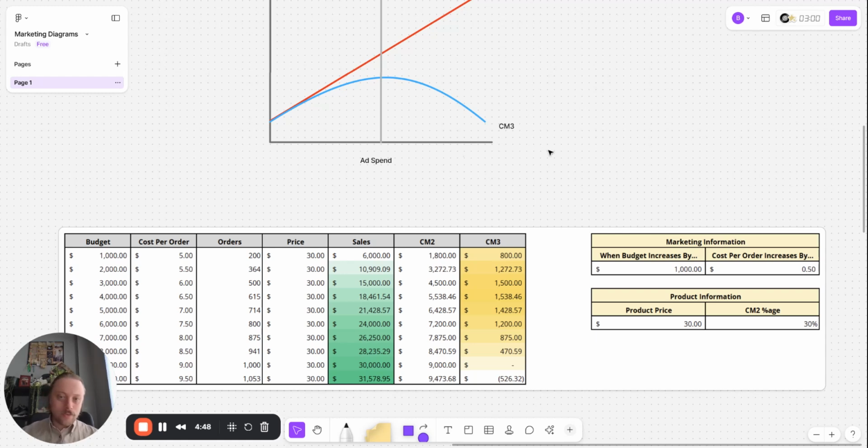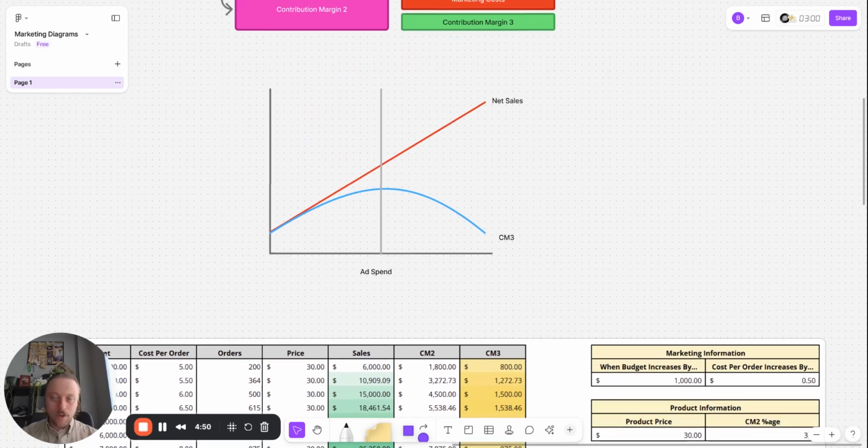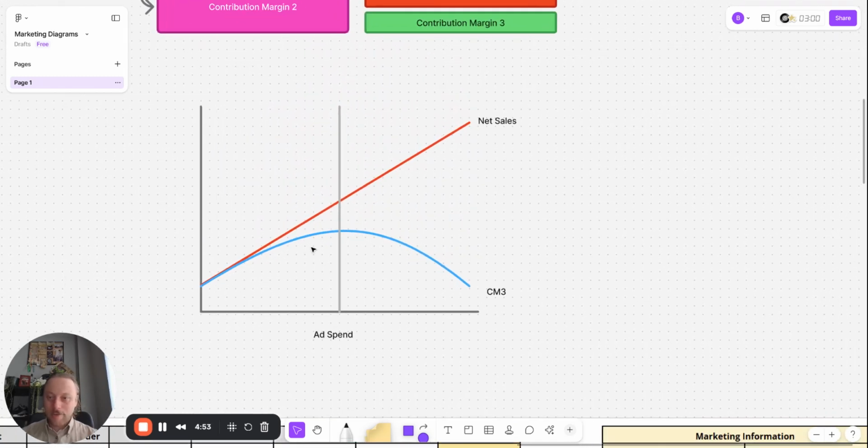So when we start working with the client, ultimately our goal is to try and find this point in the graph, which is what is that amount of ad spend that you can sustain such that you're maximizing the CM3 to the business, and you're covering all of those operating expenses, overhead expenses, your rent, your software, your employees, all of those things are covered by the CM3 generated.